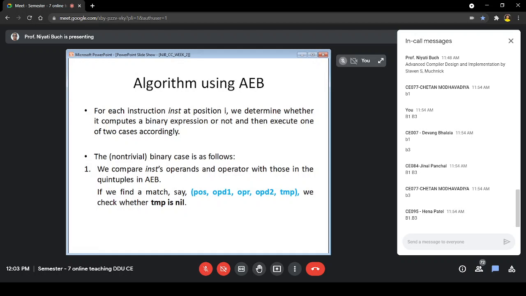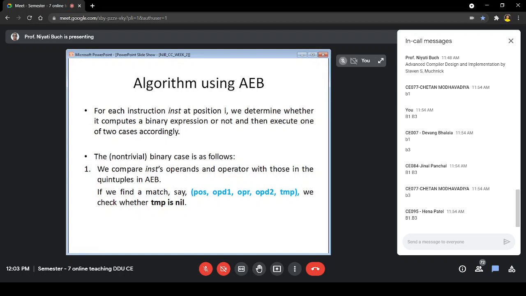The quintuple is in the format shown in blue on our slide. First is the position, the second one is operand 1, then the operator, then operand 2, and if it has any temporary in which the computation is stored, then that temporary's name, whether it is T1, T2, whatever it is, will be the fifth value. So this is how our quintuple has 5 values.